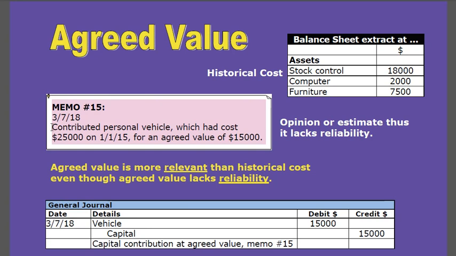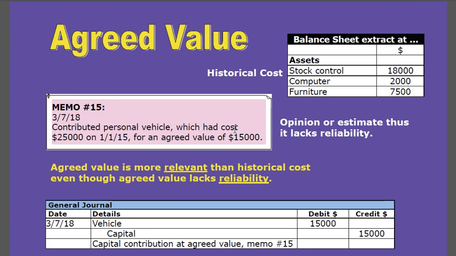However, what happens when, for example, the owner contributes a personal vehicle which had originally cost, say, $25,000, say 3 years ago, for an agreed value of $15,000? Do we record this capital contribution at $25,000? That was the historical cost for the owner as an individual. Or do we record it at this agreed value of $15,000?